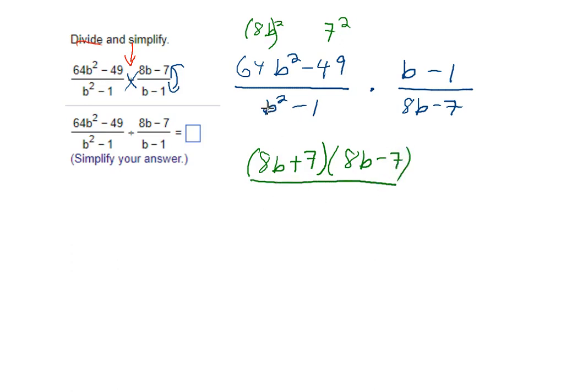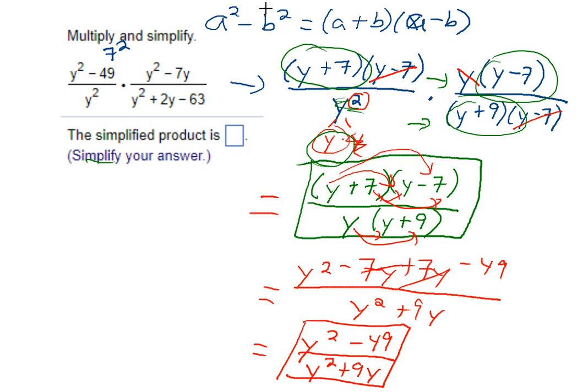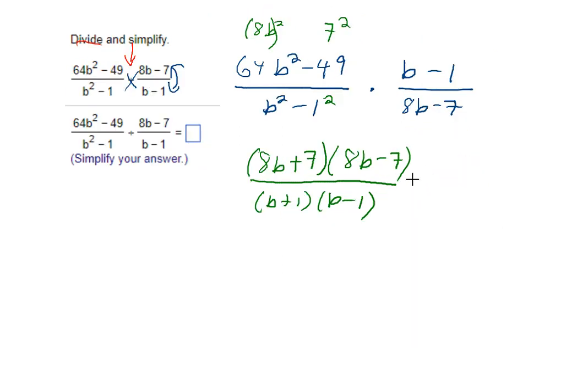For the bottom one, it's instead of a we have b, and instead of b we have a 1, right? Because this is the same as 1 squared. So this will be b plus 1, b minus 1. The fact that it's a b here makes it kind of confusing because there's a b in the formula that we're using as well, right? So make sure you're not getting those confused.